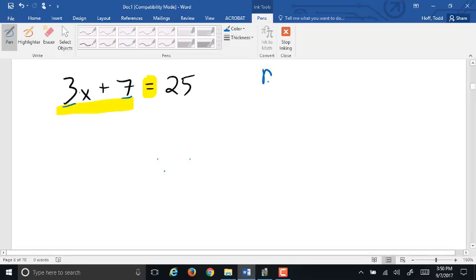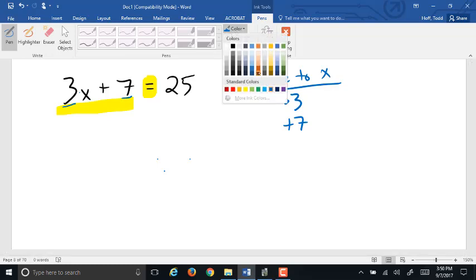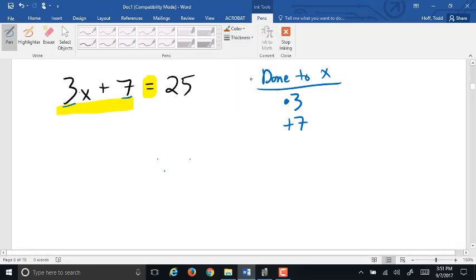If I'm looking at order of operations, which happens first, multiplication or addition? Multiplication. So when this equation was built, x was multiplied by 3 first. Then the 7 was added. So if I want to solve this, if I want to take it apart, I have 2 steps that I have to take off or have to reverse.